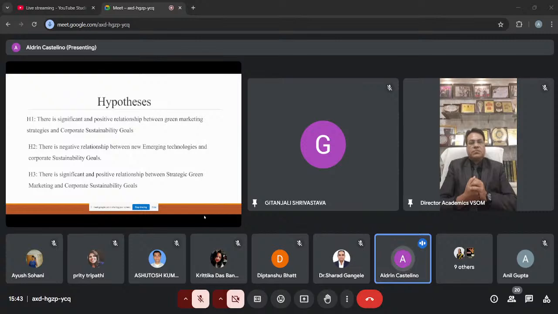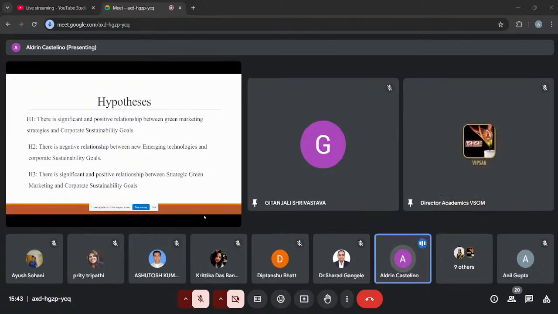Based on the conceptual framework, we have created the hypotheses. One is a significant and positive relationship between green marketing strategies and corporate sustainability goals. Second, a negative relationship between new emerging technologies and corporate sustainability goals. Would there be a positive impact or a negative impact? We have to check that. The third one is, again, a significant and positive relationship between green marketing and corporate sustainability goals.